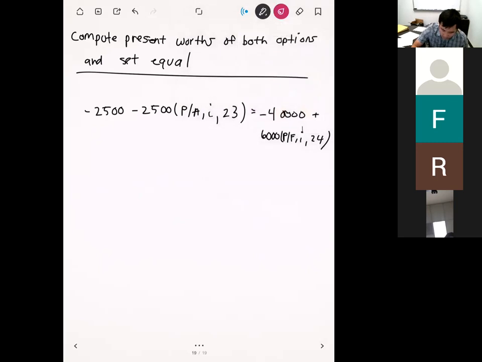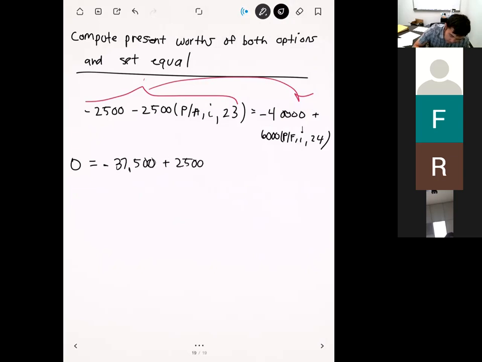All right. And so let's go ahead and manipulate this a little bit. Let's take all of the cash flows from the lease and move them over to the right-hand side. If we do that, then we get 0 is equal to minus 37,500 plus 2,500 times P over A, i, 23, plus 6,000 P over F, i, 24.